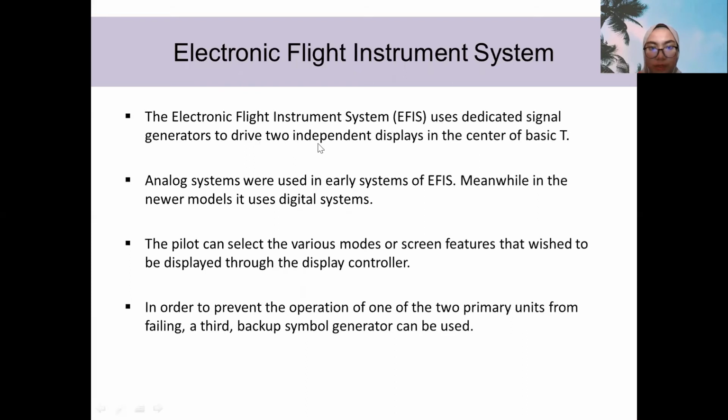The electronic flight instrument system, EFIS, uses dedicated signal generators to drive two independent displays in the center of the basic T. Analog systems were used in the early systems of EFIS. Meanwhile, newer models use digital systems. The pilot can select the various modes or screen features they wish to be displayed through the display controller. In order to prevent the failure of one of the two primary units from stopping operation, the third backup symbol generator can be used.